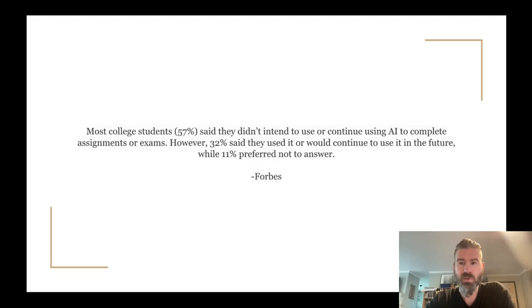Now, according to Forbes, most college students, 57%, said they didn't intend to use or continue using AI to complete assignments or exams. However, 32% said they used it or would continue to use it in the future, and 11% preferred not to answer. Now, I think that the numbers are probably a little bit higher than that, and that's not to say that there's any judgment about using ChatGPT. I just think we need to be very careful about when, where, and why we use it.